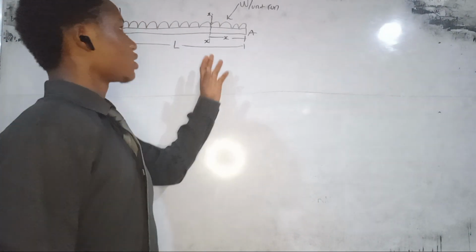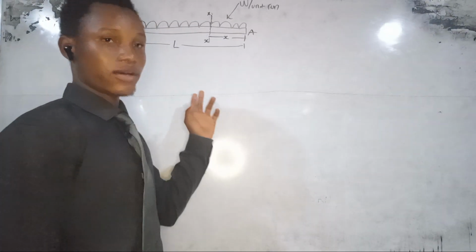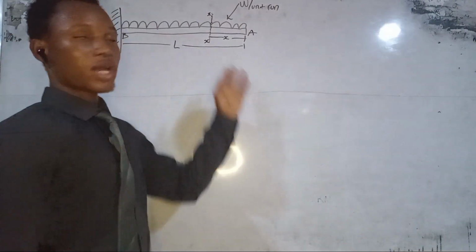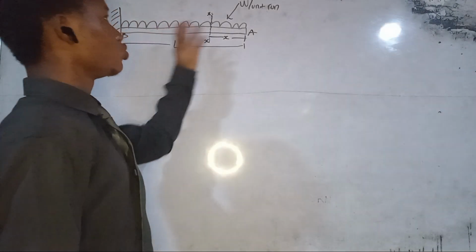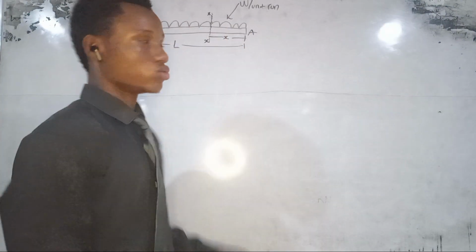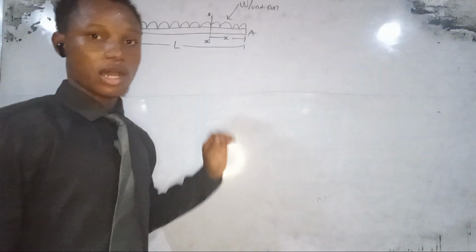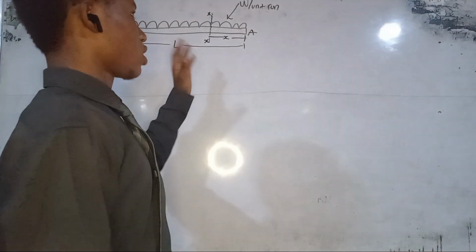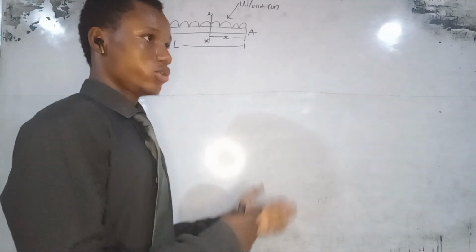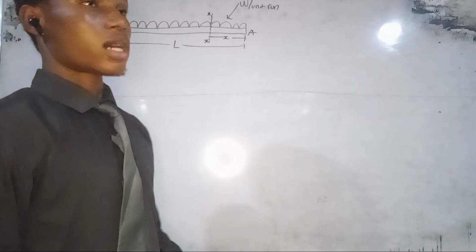So let's say we are given a cantilever, and on the cantilever we are given a uniformly distributed load, that is a U.D.L. of W per unit length. We are asked to draw the shearing force and the bending moment diagram. That is, we are asked to calculate the shearing force and the bending moment in order to draw the diagrams. This is how we are going to do it.